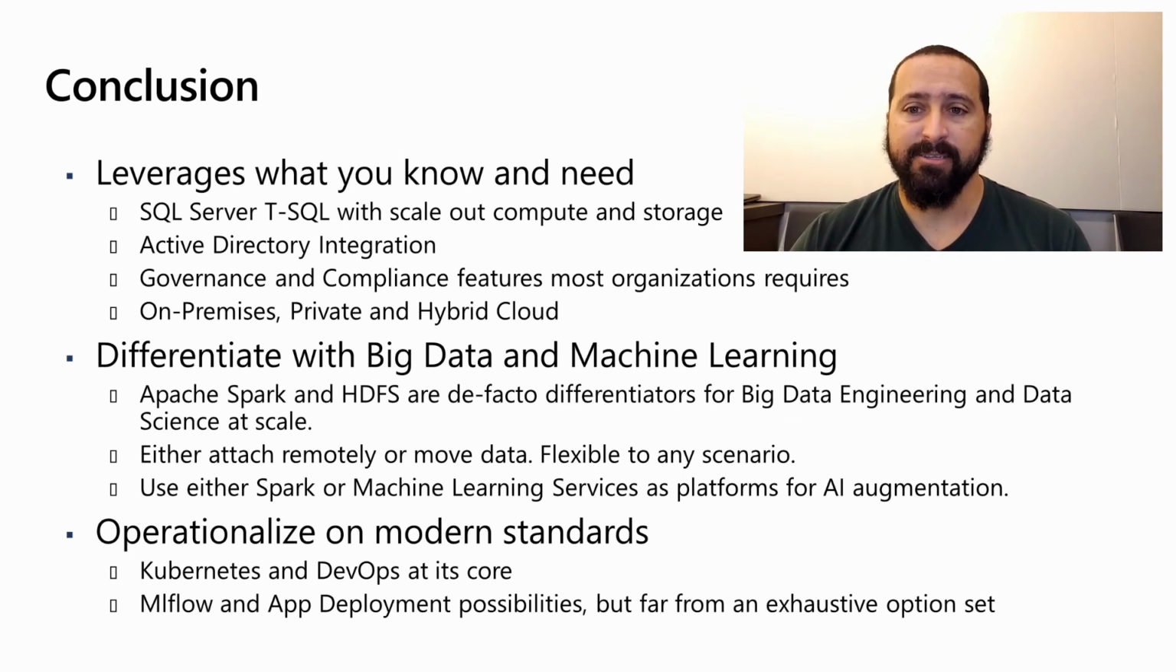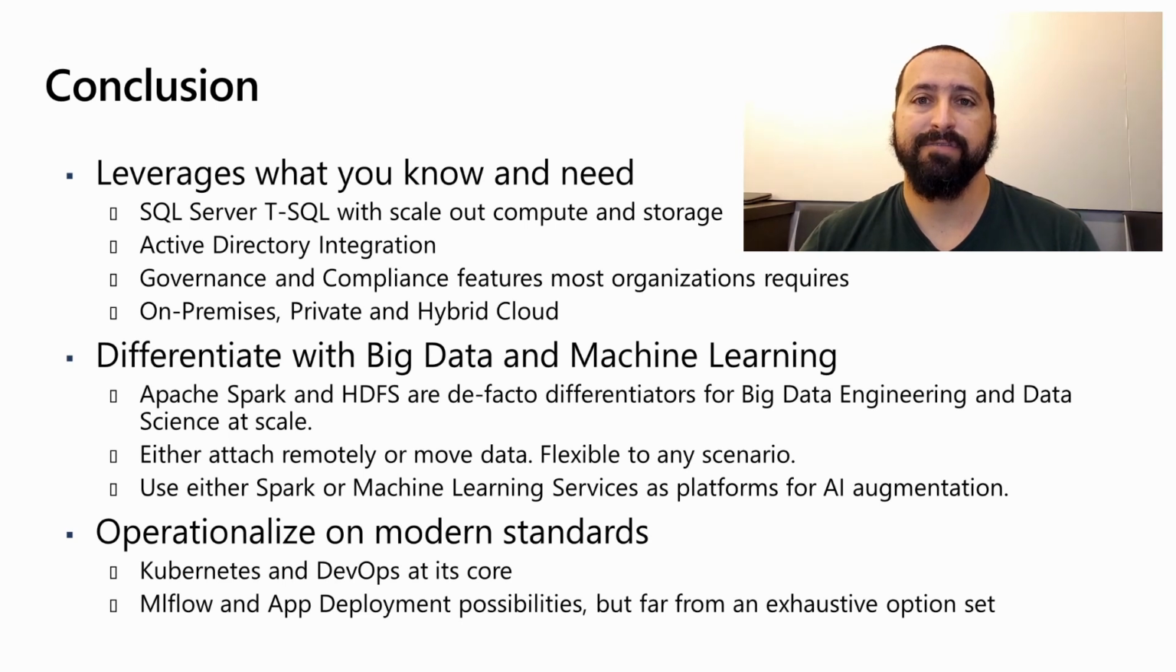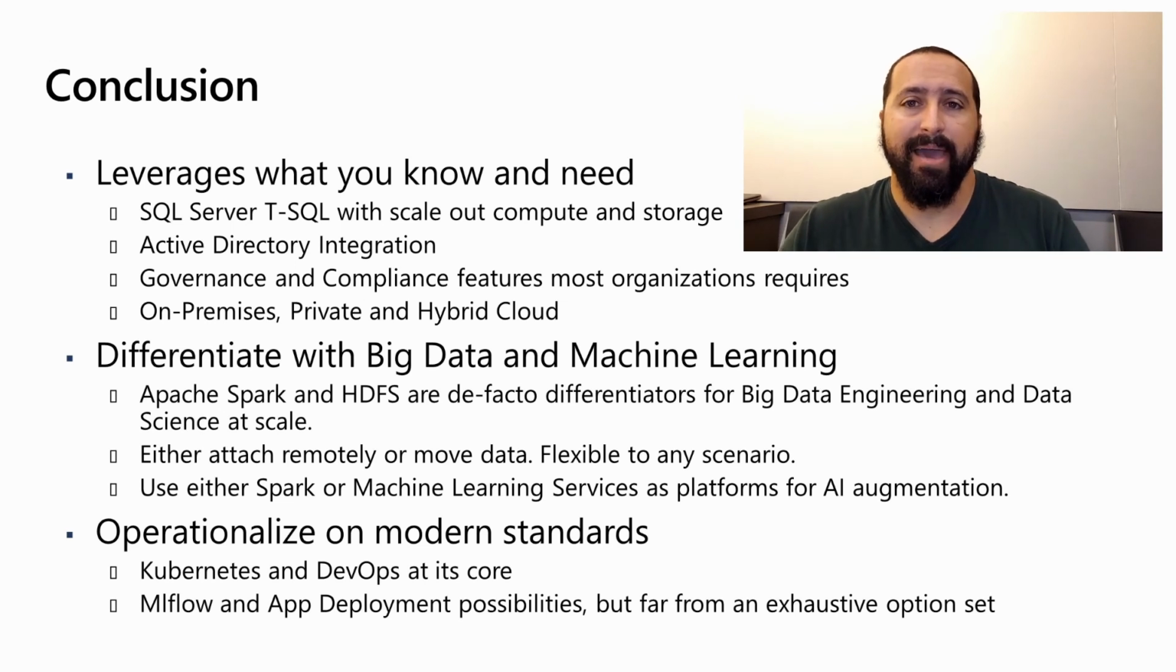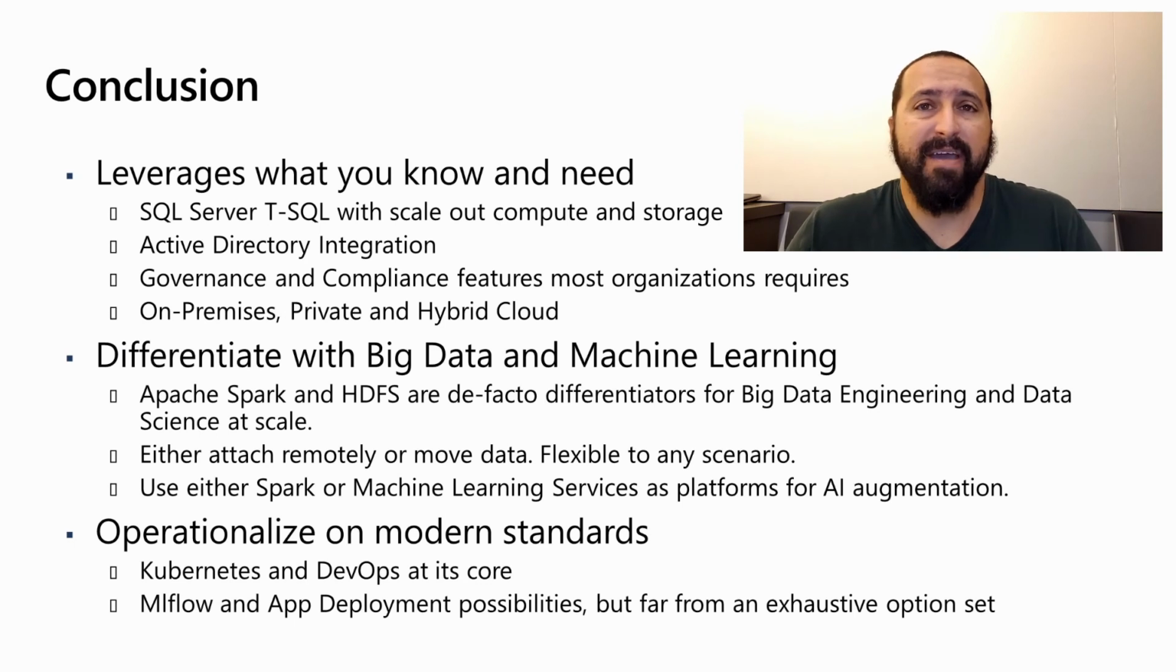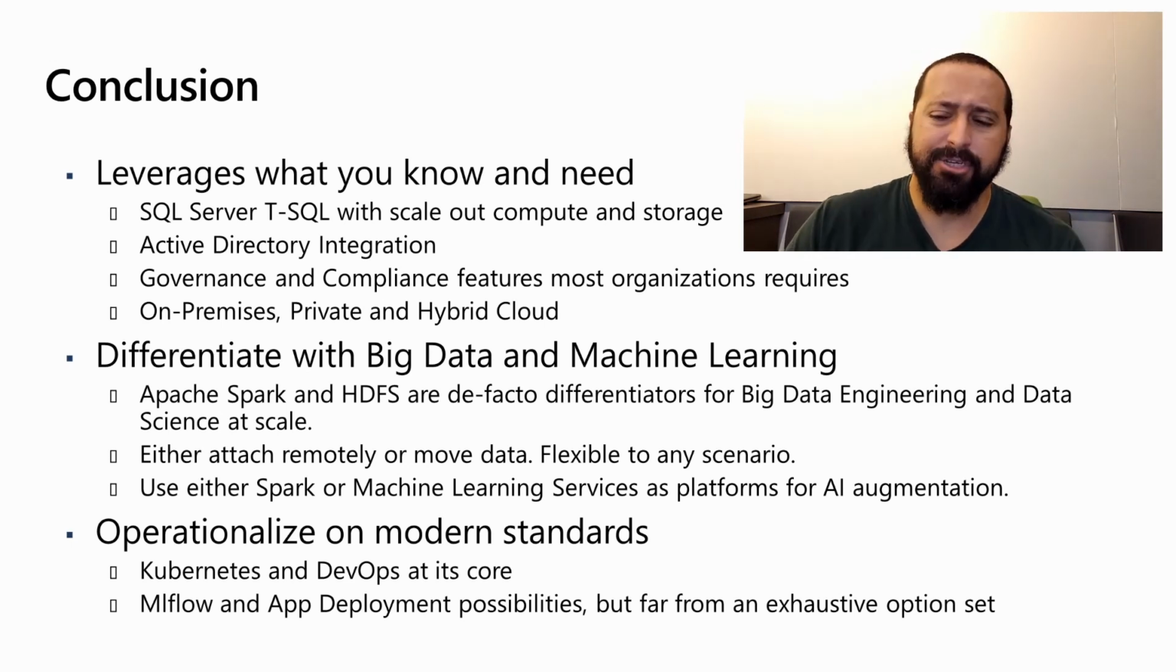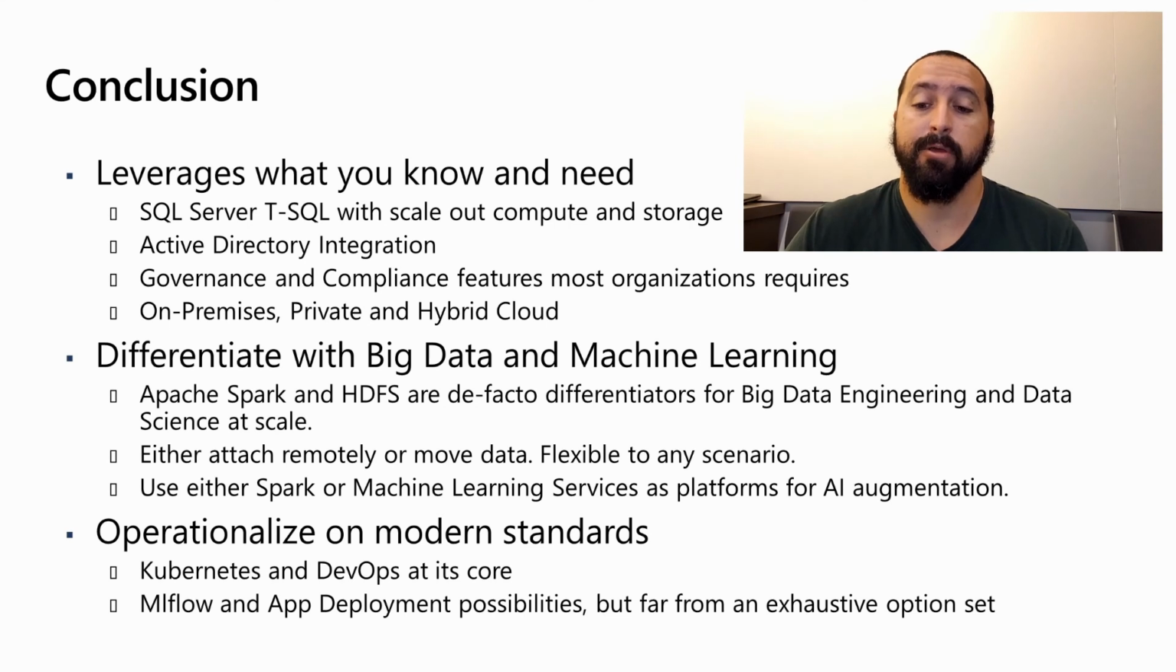And then on top of that surface, you go ahead and you differentiate with both big data and machine learning. So we do provide a packaged Apache Spark and HDFS deployment. These are the de facto standards for big data engineering and big data science at scale. We are also looking at Kafka, Apache Arrow, and others for our commitment to keep the platform evolving as we move forward.